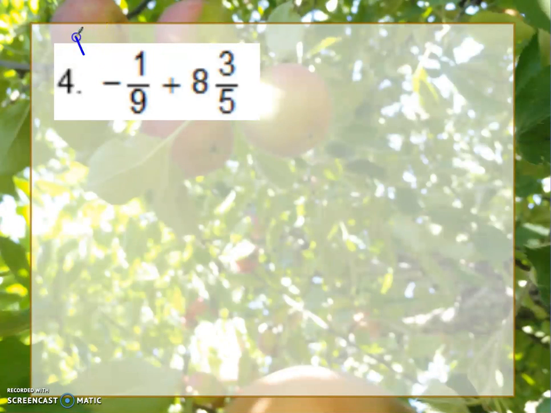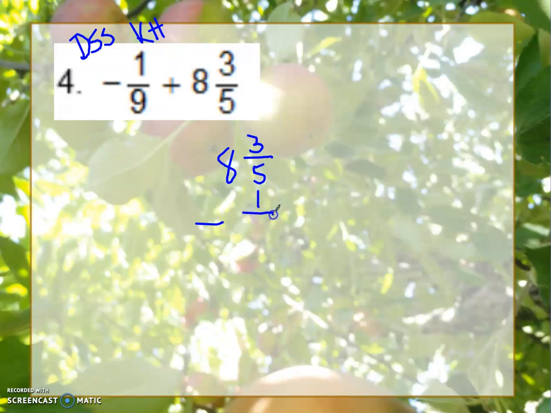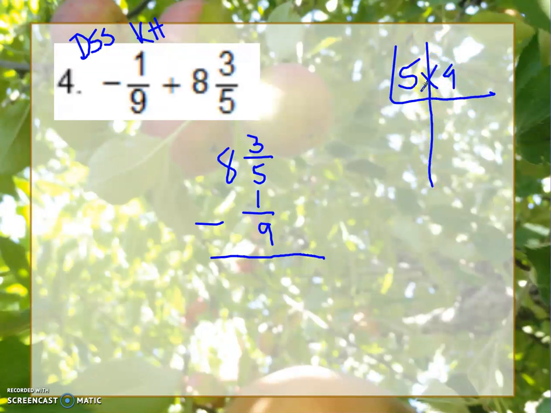This is different signs, subtract. We're going to keep the higher absolute value. This is the higher absolute value, so the answer is going to be positive. We're going to say 8 3/5 minus 1/9. So we try to see if anything can go into 5 and 9. It can't, so the lowest common denominator is just multiplying 5 and 9, which is 45.